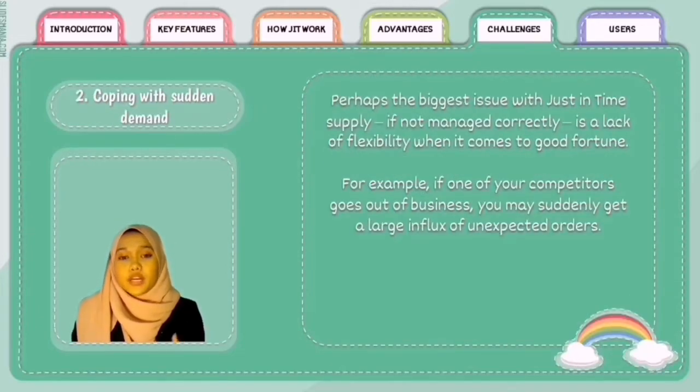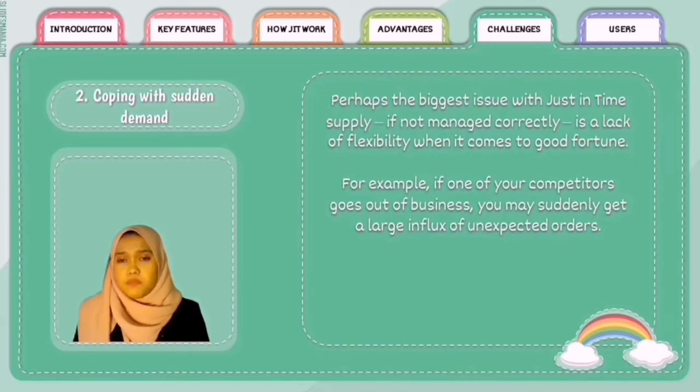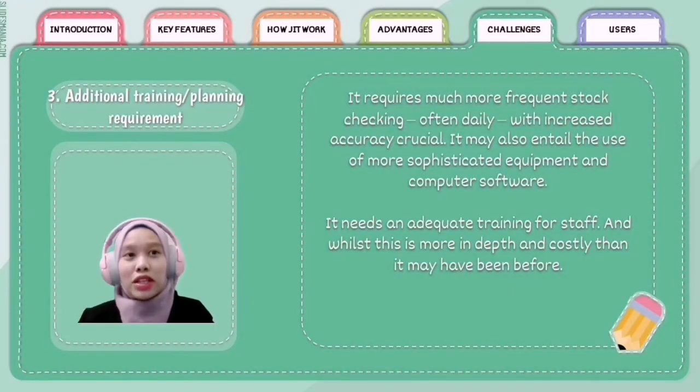Besides that, there is coping with sudden demand. Perhaps the biggest issue in the just-in-time system is its supply. If it is not managed properly, it will become not feasible when it comes to good fortune. For instance, if one of the competitors goes out of business, the company may suddenly get a large influx of unexpected orders. It is a strain on the packaging supply and has the potential to run out. I guess that's all from me, and the next challenge will be presented by the next presenter, Nur Shahira.